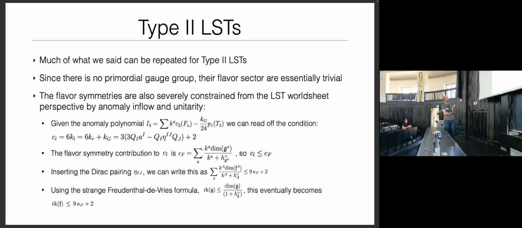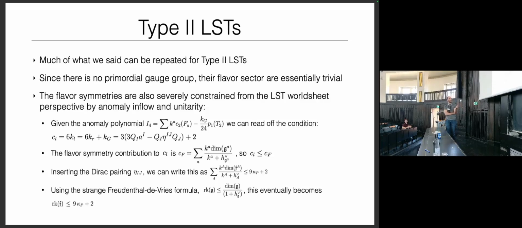And indeed, we see that the flavor symmetries are also severely constrained from the LST worldsheet perspective by anomaly inflow and unitarity. If you look at the anomaly polynomial on the worldsheet of the LST, you can write it like so. Then the left-moving central charge is given in terms of these quantities, where this is 2 minus eta_ii, and eta_ij is the intersection matrix of the curves in the base, which has a null direction. The null direction is the uncontractable zero curve that corresponds to the little string.